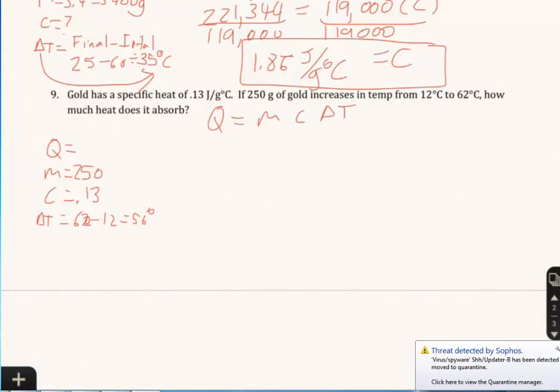How much heat, so how much Q, right, do we absorb? Well, this is a straightforward problem. 250 times 0.13 times 50 degrees, and we'll be done. So 1,625 joules. Okay, there's our final answer. Taking care of it.